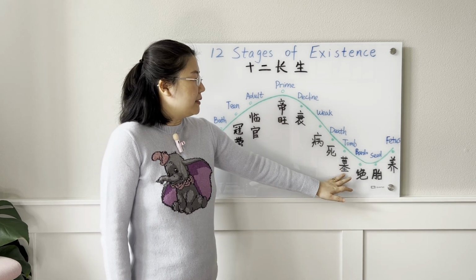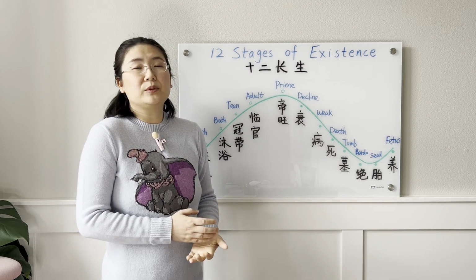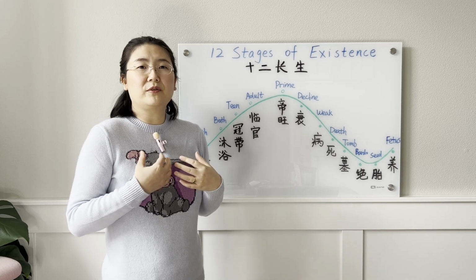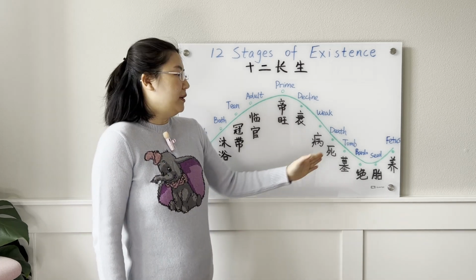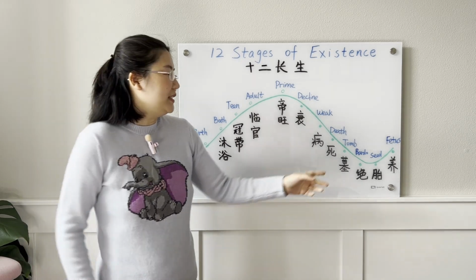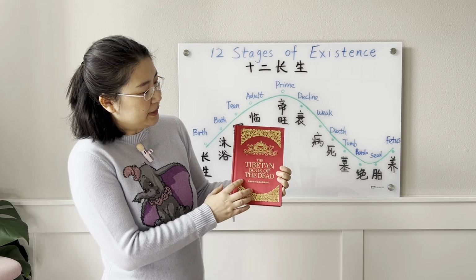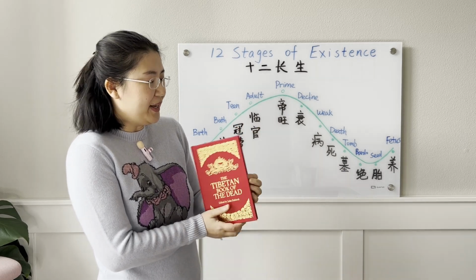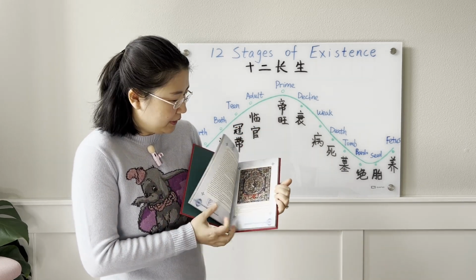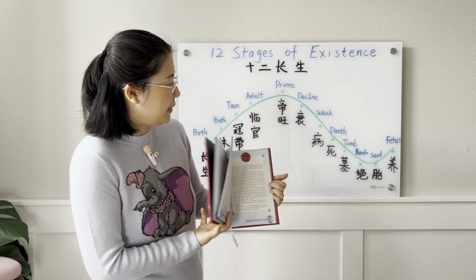And after death, you go to tomb. Tomb represents the true separation of your soul from your physical body. And then we move to bardo. I actually got that translation idea of bardo from this book, the Tibetan Book of the Dead. I might actually spend a future video going through the details of this book. It's quite a fascinating read.